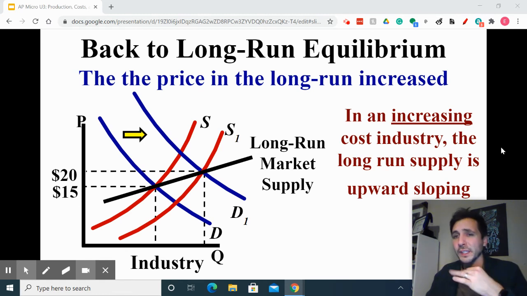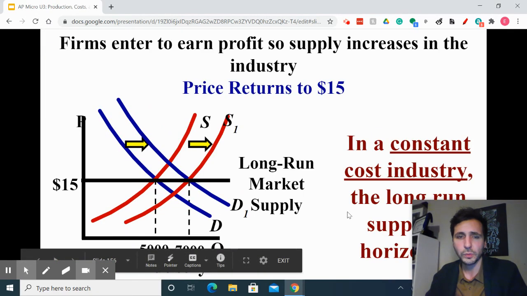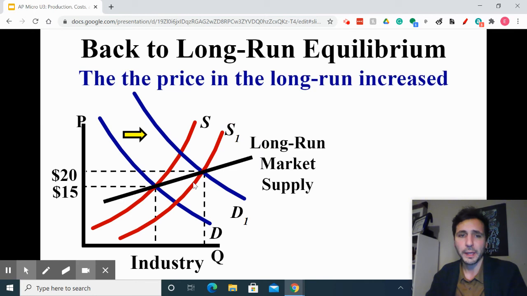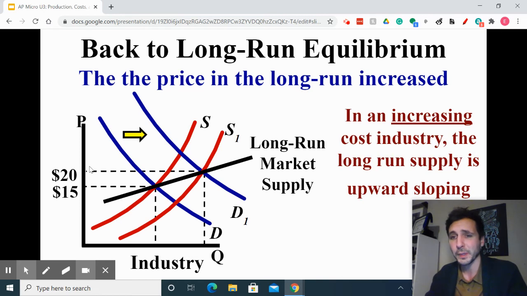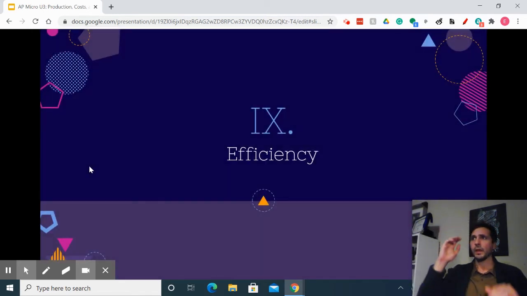In an increasing cost industry, my price is not going to go back like this one. Go back here, like that one. It's not going to go right back to where it was before. My price is going to go down, but not as far as it was previously because costs are rising at the same time. So your big takeaway there.